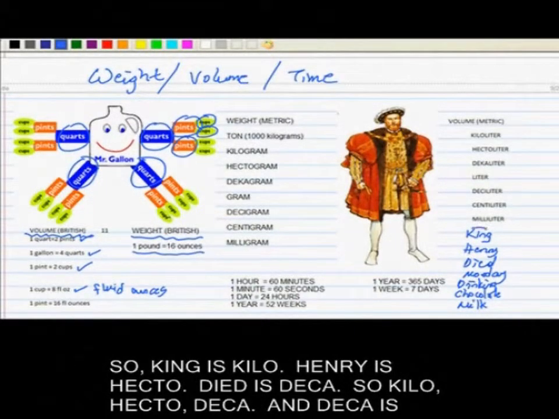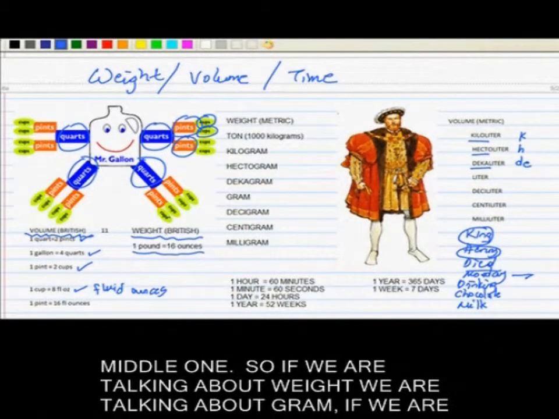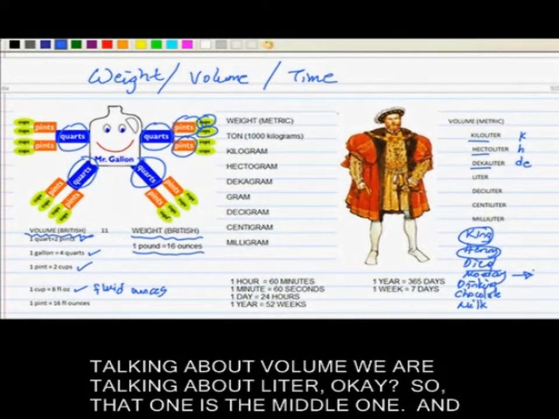So King is kilo, Henry is hecto, died is deca. So kilo, hecto, deca. And deca is usually with a DE. Okay, so then you have the King Henry died Monday, and that's the middle one. If we're talking about weight, we're talking about gram. If we're talking about volume, we are talking about liter. Okay, so that one is the middle one.